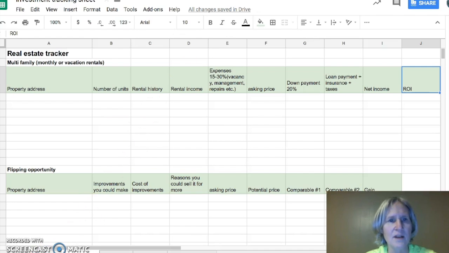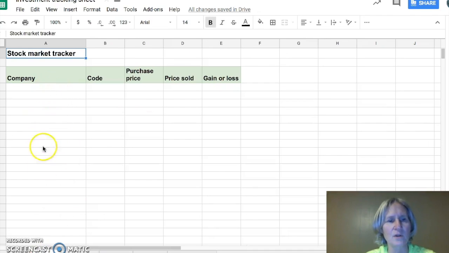So in the stock market, as they're buying stocks, they're going to record the companies and all the data in here, whether it was a gain or a loss. And then they'll show that gain or loss and then be able to add that to their account that they have to spend.